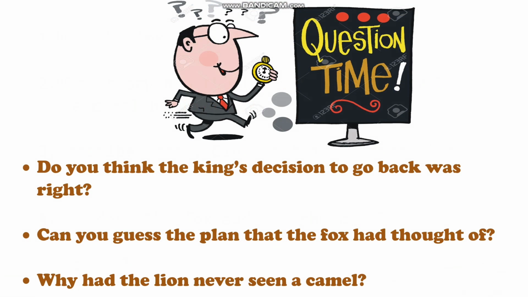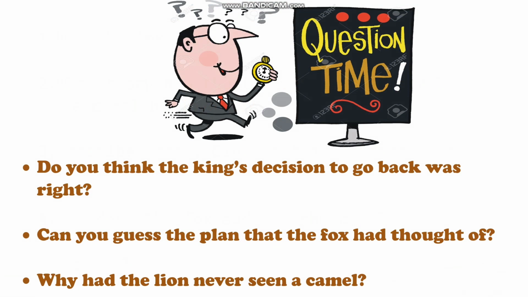Okay, bacha, last 3 answers for today are: do you think the king's decision to go back was right? When the king said, I don't want to eat camel meat, let's go back. Do you think it was a correct decision? Can you guess the plan that the fox had thought of? When fox went and got help, can you think कि fox के दिमाग में क्या plan होगा?